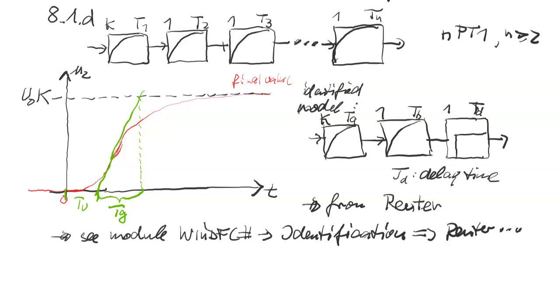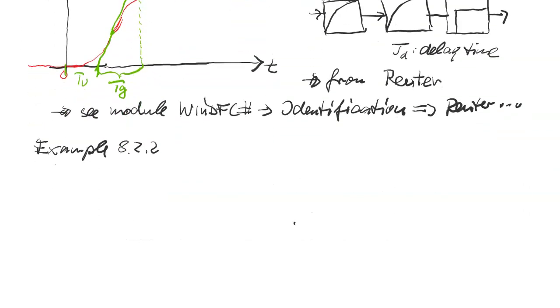Okay, let's complete this identification with an example. This example comes from a future chapter, 8.2.2, but I want to do this example also with method 8.1. So what do we have there?